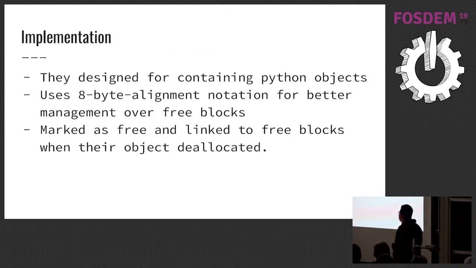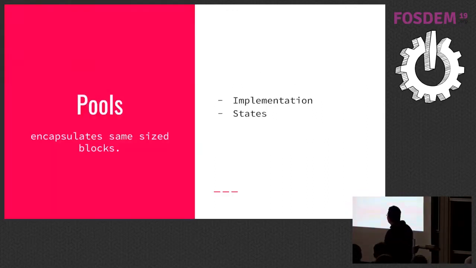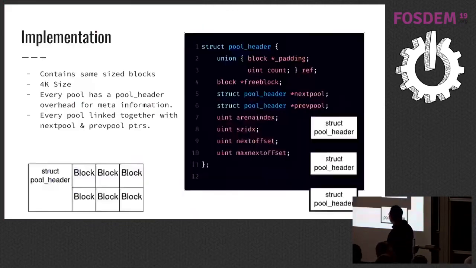Blocks are designed for containing Python objects. They use 8-byte alignment for better management of free blocks. And when their objects are deallocated, they mark them as free and link them to the free blocks list of their pools. Pools encapsulate same-size blocks. Their size is 4 kilobytes. Every pool has a pool header overhead. It contains a list of free blocks, next and previous pools, the arena index of memory, the size index of blocks inside, and some memory stuff.